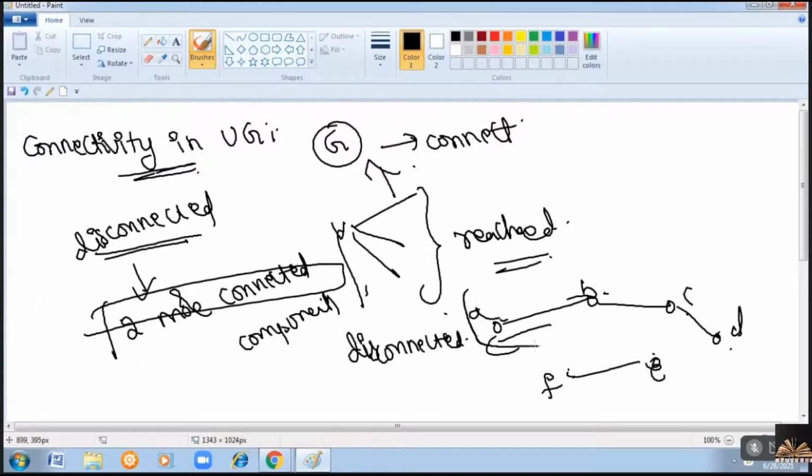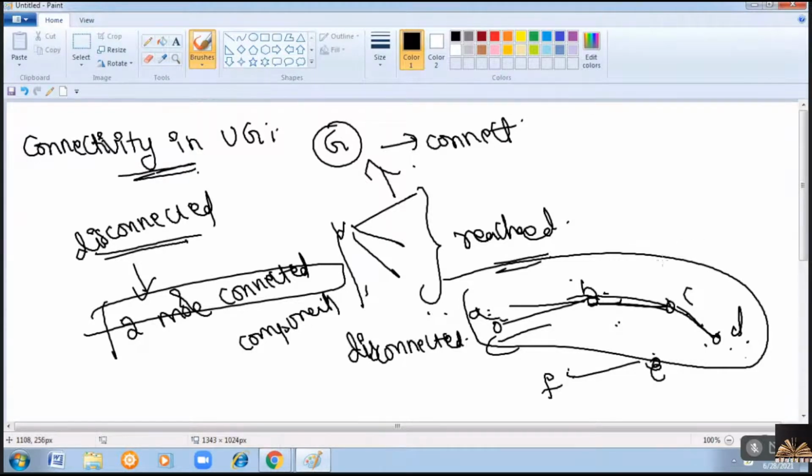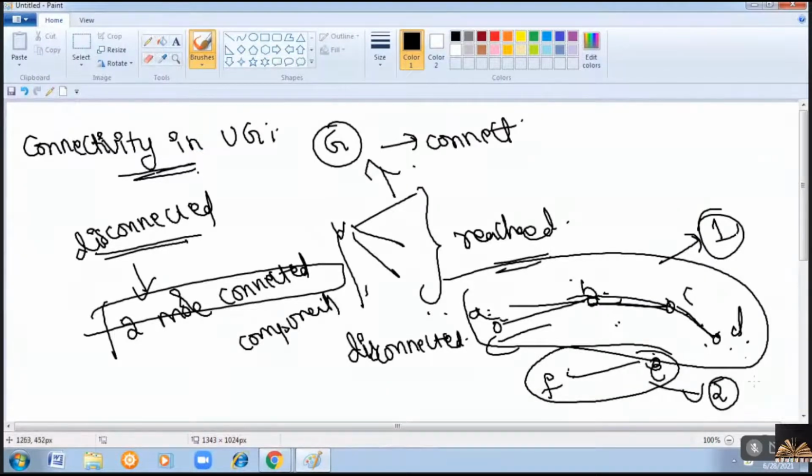So this is one connected component. A connected component means that in this component, any vertex can be reached from any other vertex. A can be reached from B, C and D. B can also be reached from A, C, and D. Therefore, it is one connected component. Similarly, EF is another connected component. So this complete graph is a disconnected graph which includes two connected components. Is it clear?